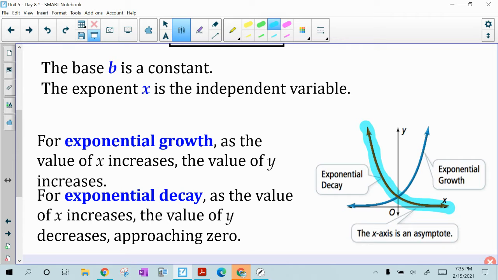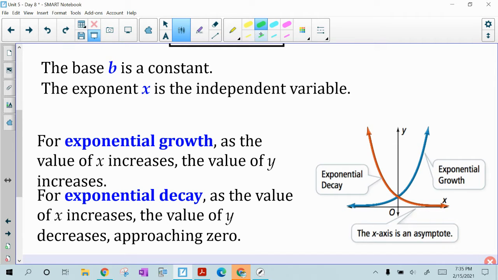The key thing that I want to emphasize as I'm talking about this, though, is that in both these cases, we know that the x-axis is going to be an asymptote. Now, what is an asymptote? An asymptote is something that is approached but never quite touched, okay? You always want to get as close as you possibly can.